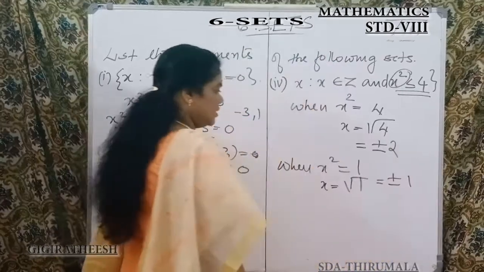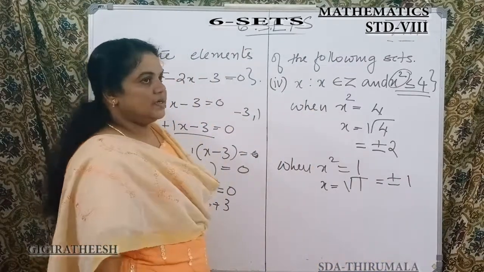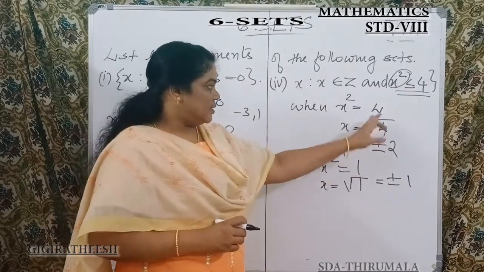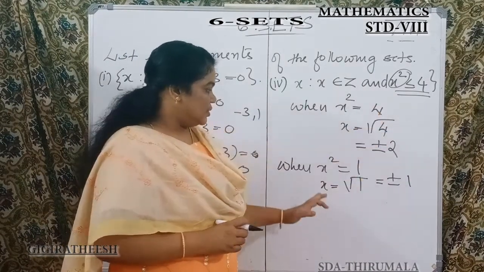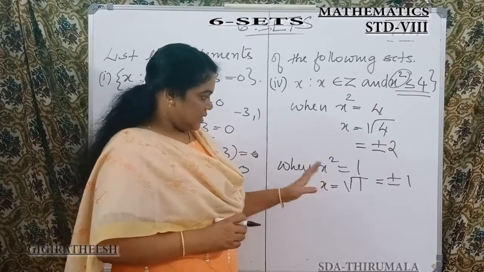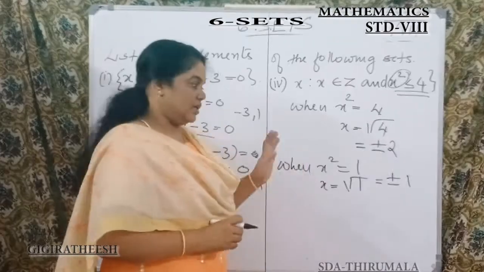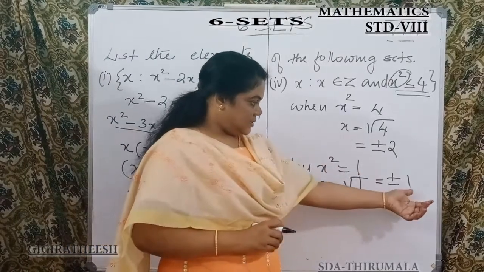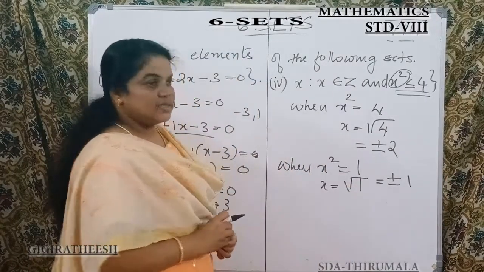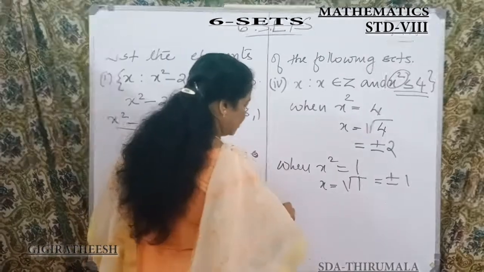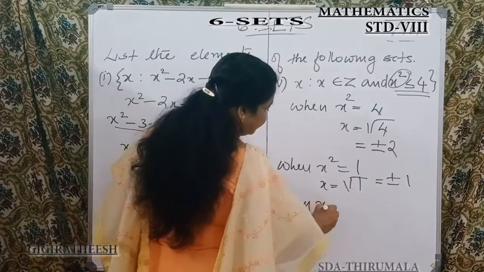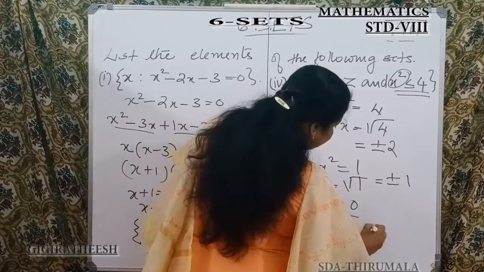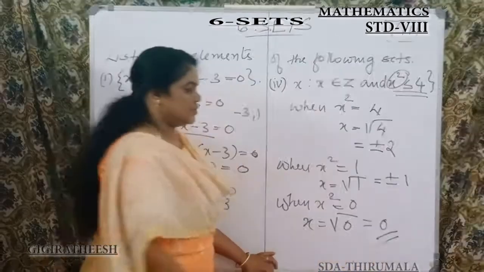Next, we get the square 4, the square root of 4 is equal to 2. We need integers, so we need only the exact squares. That is, x square is equal to 1, we get the exact square 1. And then next it is only 0. When x is equal to 0, x square is equal to 0, x is equal to root of 0, and we get 0 itself.